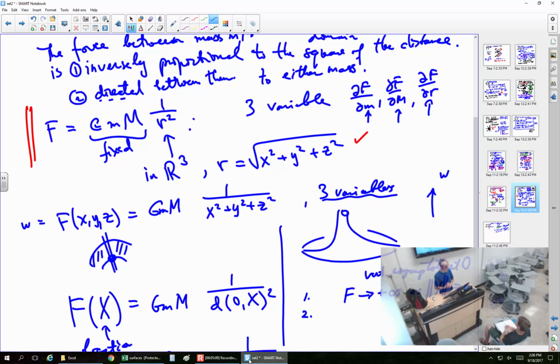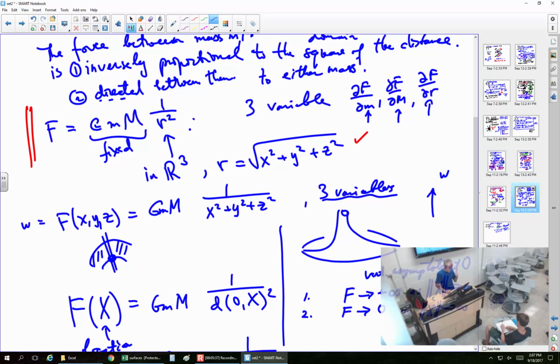More asymptotic behavior. F approaches 0 as the magnitude of x approaches infinity. Okay, so as you can see, very similar. I'm sorry, that's supposed to be 0. As we adopt the vector approach, fairly complicated behaviors can now be written in a very compact way.